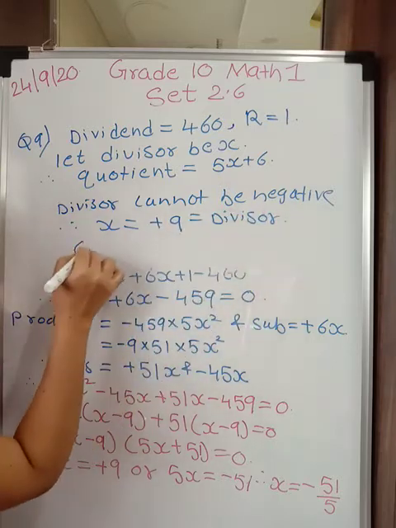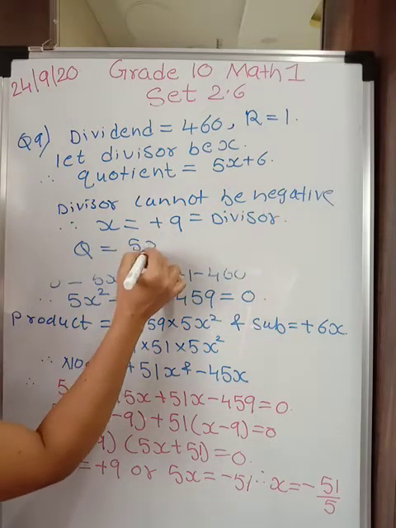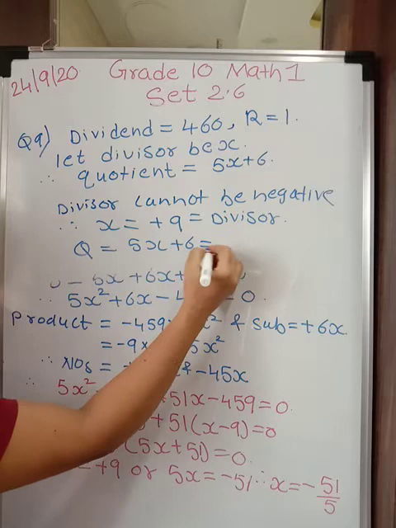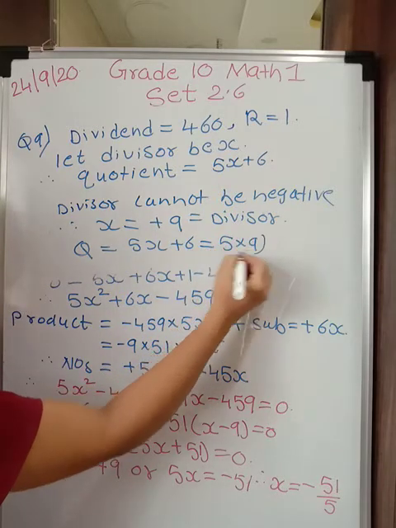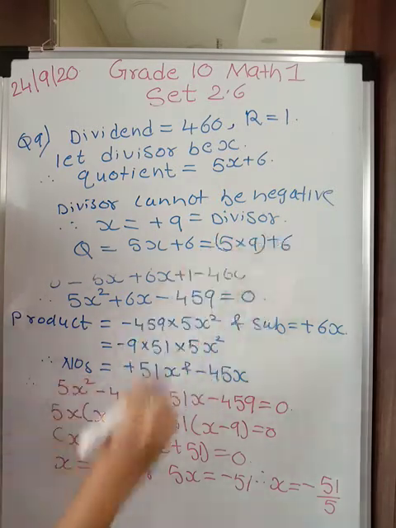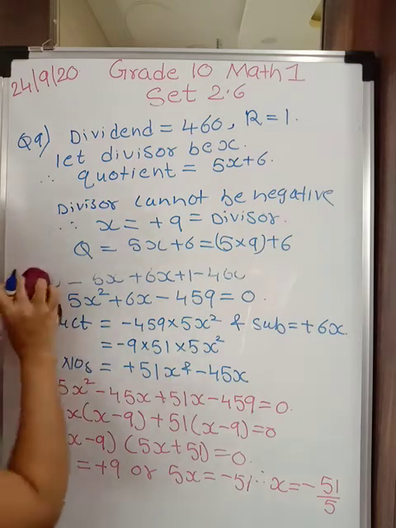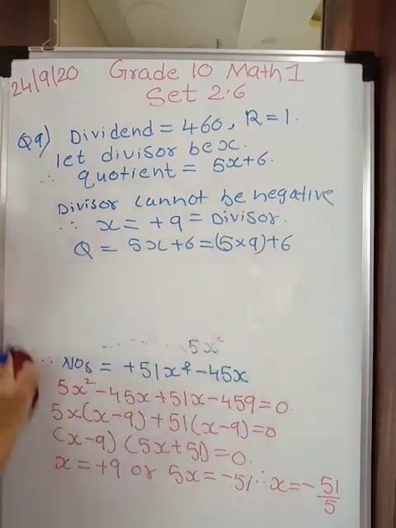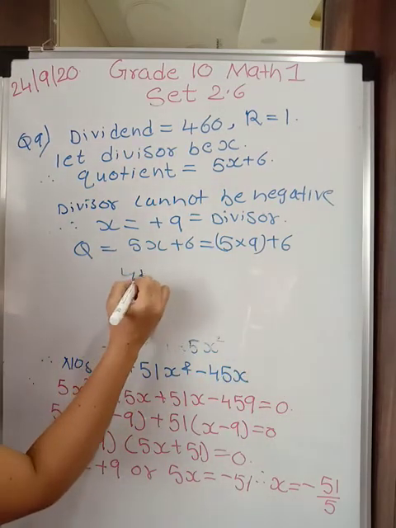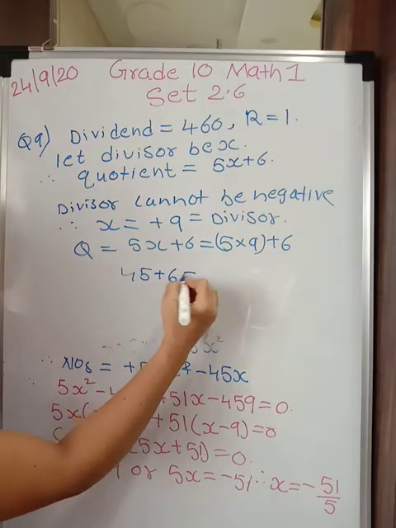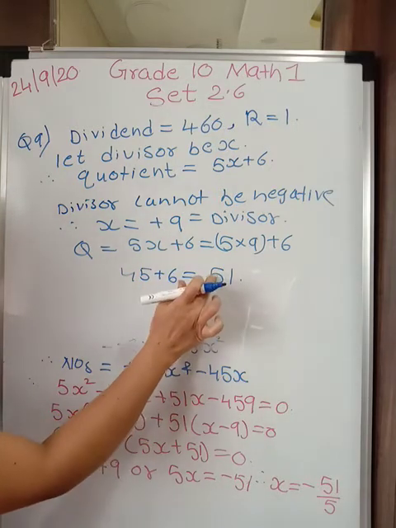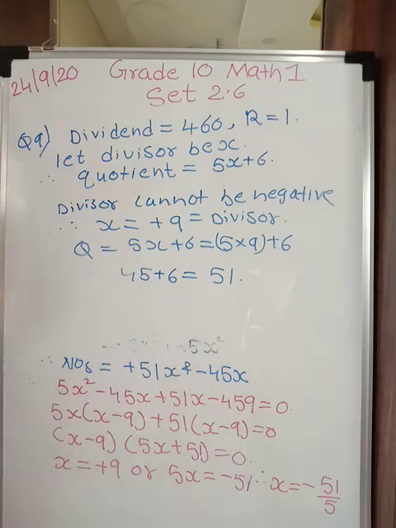And now we have to find the quotient also. What is the quotient? 5x plus 6, which is equal to 5 into 9 plus 6. Alright, so what does this come out to be? This is 45 plus 6, which comes out to be 51. Okay, so you have the divisor as 9 and the quotient as 51. I hope it is clear. Let's quickly go to the next problem.